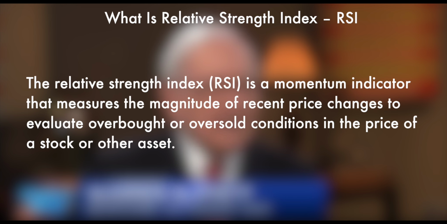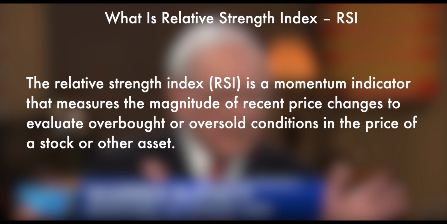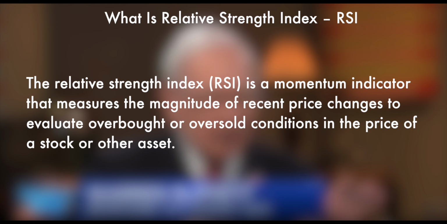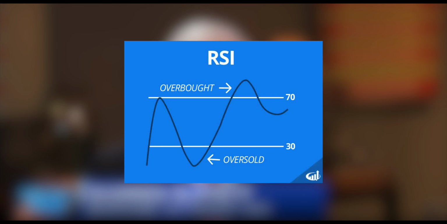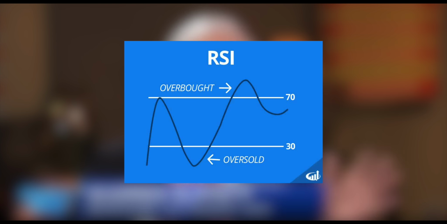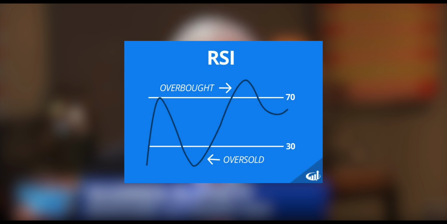The RSI is a momentum indicator that measures the magnitude of recent price changes to evaluate overbought or oversold conditions in the price of a stock or other asset. The RSI is displayed as an oscillator. That's a line graph that moves between two extremes and can have a reading from 0 to 100. Typically 70 is overbought and 30 is oversold. But that's just the simplest way to use it.